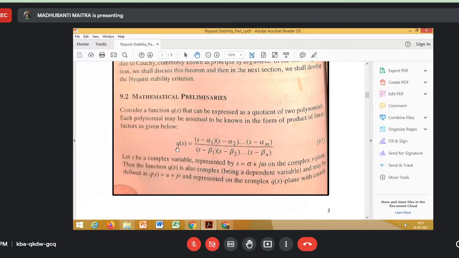Now let's represent this function Q(s) in this form, that is Q(s) is equal to (s minus alpha 1) into (s minus alpha 2) into (s minus alpha m), whole divided by (s minus beta 1) into (s minus beta 2) into (s minus beta n), right? That means Q(s) is basically a ratio of two polynomials, the numerator polynomial N(s) divided by the denominator polynomial D(s), and in this case we are expressing both the polynomials, the numerator polynomial and the denominator polynomial, in factored form.